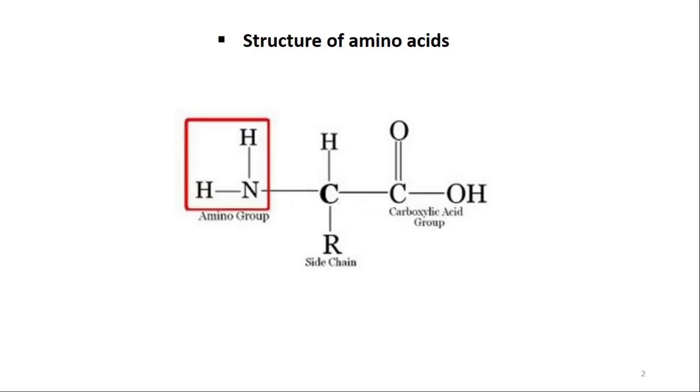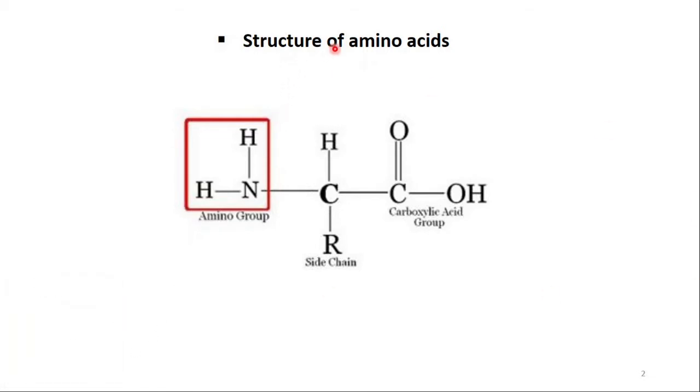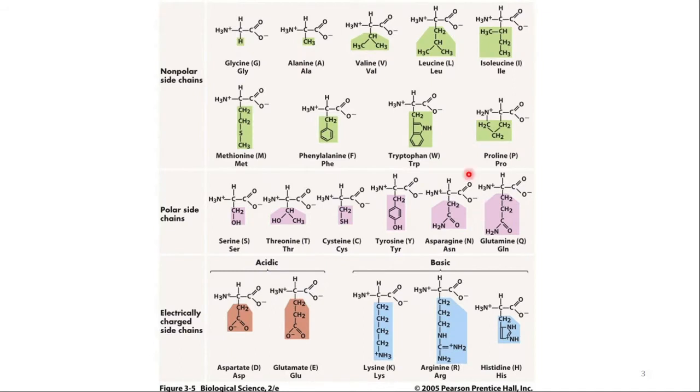We will see the structure of amino acids. As you already know, from the term itself, it is amino acid, which means it contains an amino group and an acid group. So this is the general structure of amino acids. Any chain with amine and COOH in the same molecule can be called an amino acid. So these are some examples of amino acids.